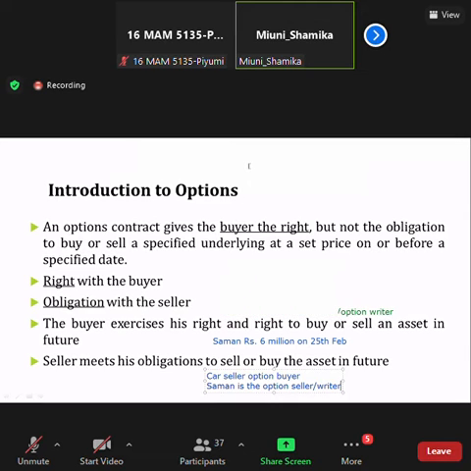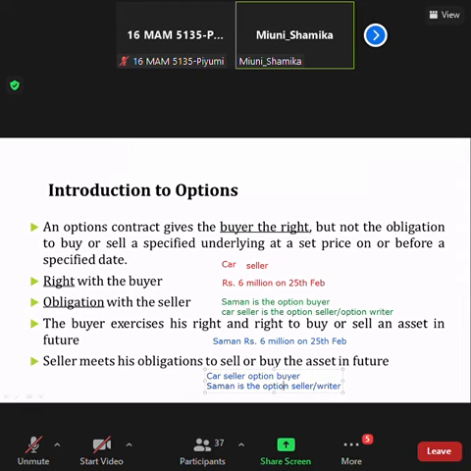So in this situation, car seller has the right. What is the right? He can either sell it or not. On 25th February, car seller can say, I don't like to sell the car to you. Then that's it, because he has the right. Someone has the obligation to buy this car. Even if the market price is lower than this, someone has to buy through the option. So these are the two situations.